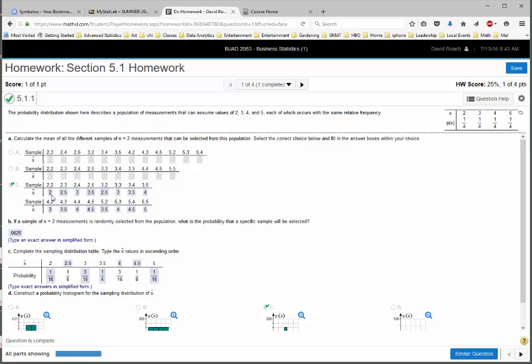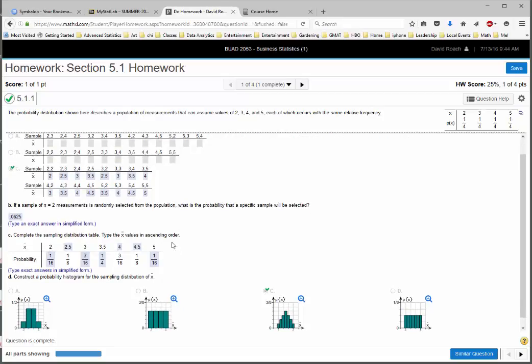Then they compute the mean of every one of those samples. So the mean of 2 and 2 is 2. The mean of 2 and 3 is 2.5. The mean of 2 and 4 is 3, and so on. And then on the next part, it says, what's the probability that a specific sample will be selected? So for every one of these samples, they're equally likely to occur, and there's 16 of them. So for any one sample, it would be 1 out of the 16, which is 0.0625.